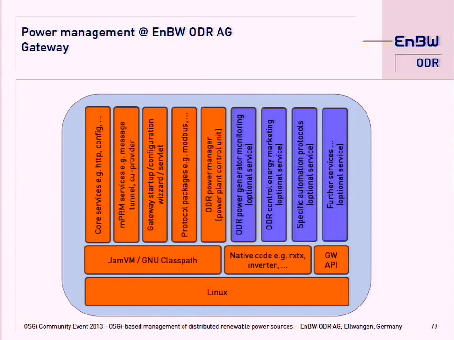On top of the OSGi runtime, of course, we use core services like HTTP and config services. We also use the NPRM messaging service, and we access the smart card to do TLS tunneling. We also have a bundle running that allows the operator of the power plant to configure, for example, its Modbus registers or ENSO SIM pins or stuff like that. Then we have protocol packages running like Modbus and other ones. And we have the Power Manager bundle running.